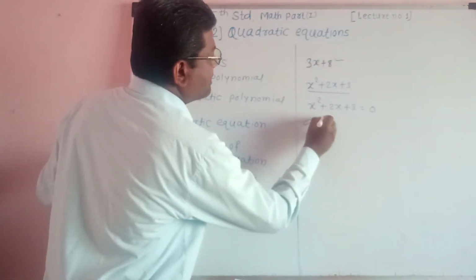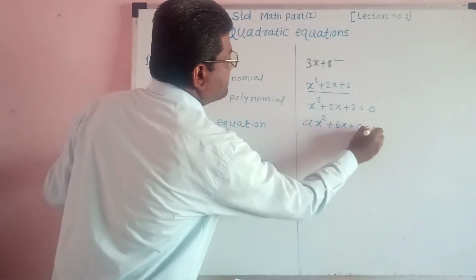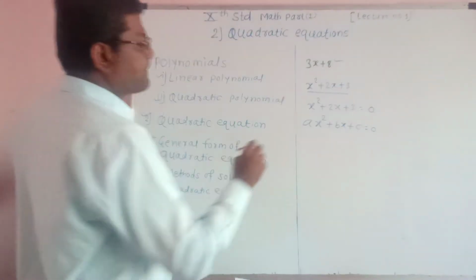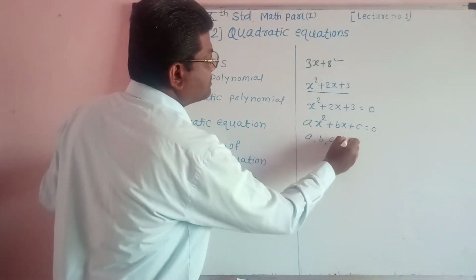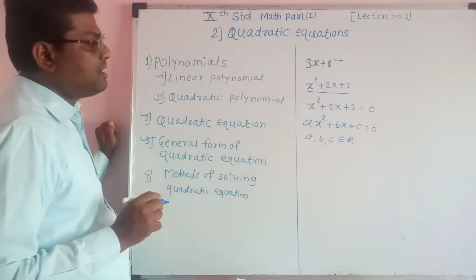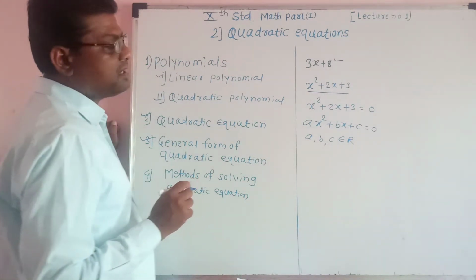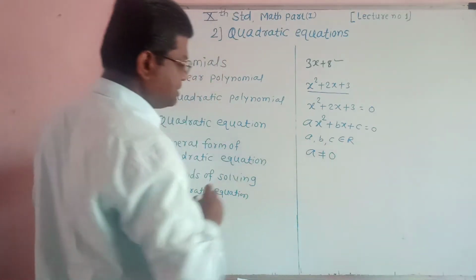Now the general form of quadratic equation. The general form of quadratic equation is ax square plus bx plus c is equal to 0, where a, b, c belong to R, means a, b, c are real numbers, and a is not equal to 0.